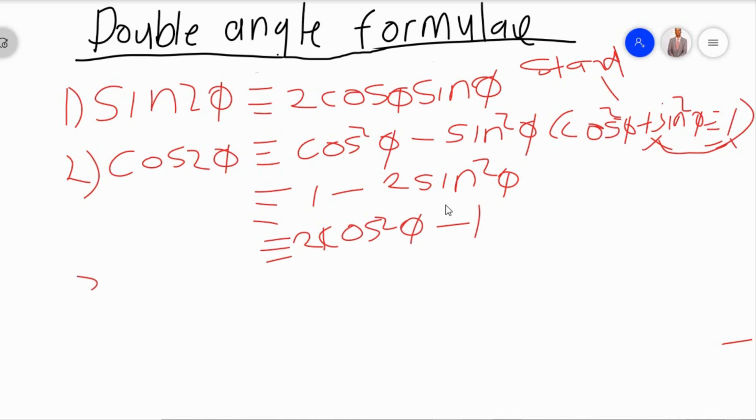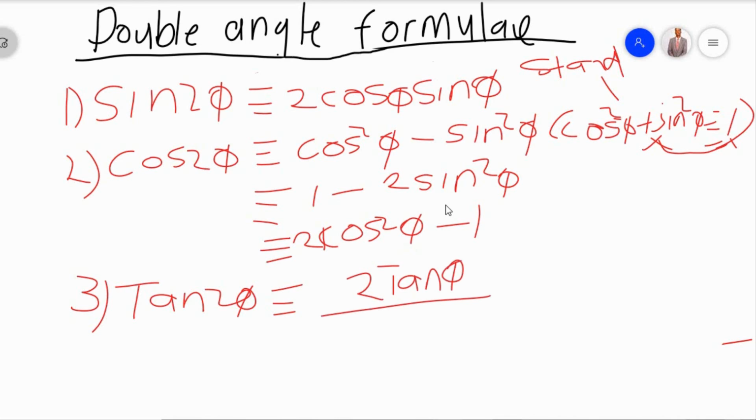Three, what about doubling the angle of tan 2 theta? Tan 2 theta is exactly identical to 2 tan theta over 1 minus tan squared theta. These are the double angle formula.